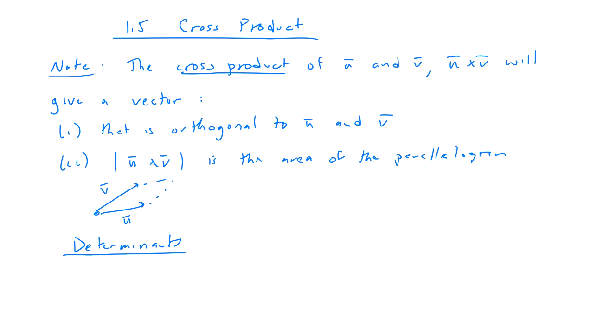We don't care about determinants, so if you've seen them, you already know enough about them to be able to do the course. So we'll go through this quickly because, as I said, we just use it to get the cross product.